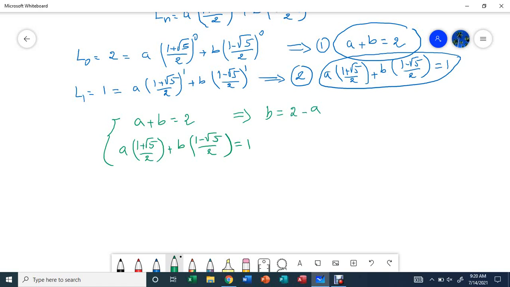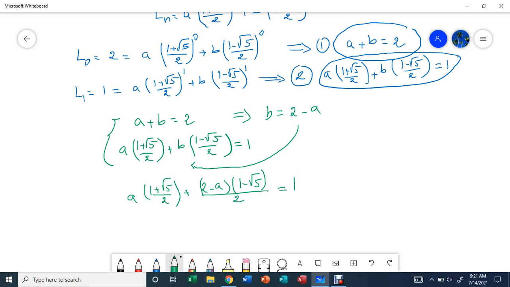And now I'm going to substitute 2 minus A for B in the second equation, which is here. I get A times (1 plus square root of 5) over 2, plus B, which is 2 minus A, times (1 minus square root of 5), the whole thing over 2, which equals 1.